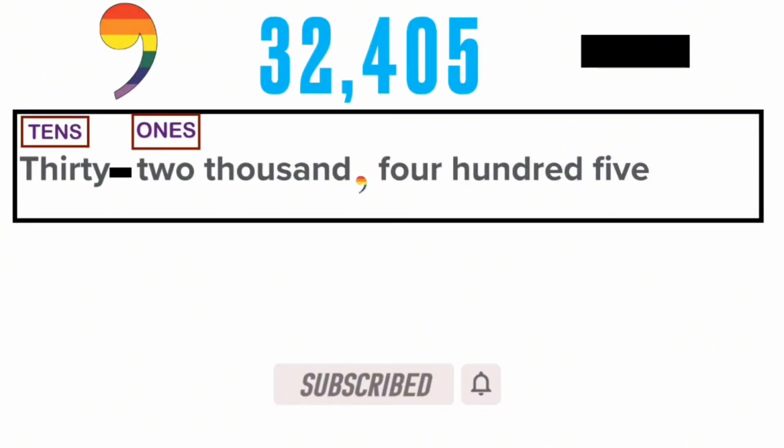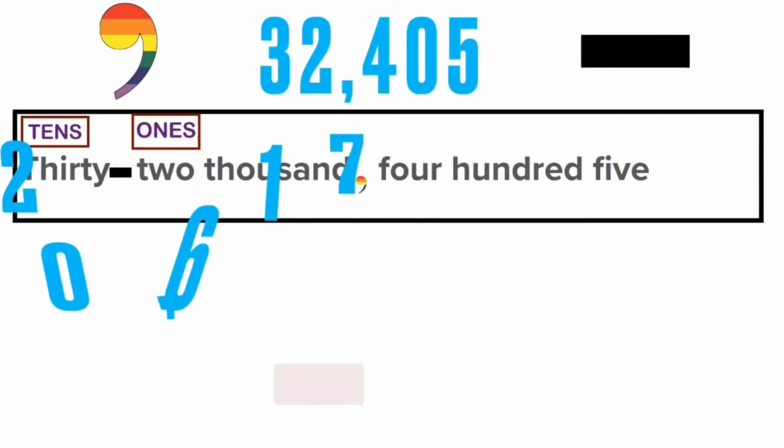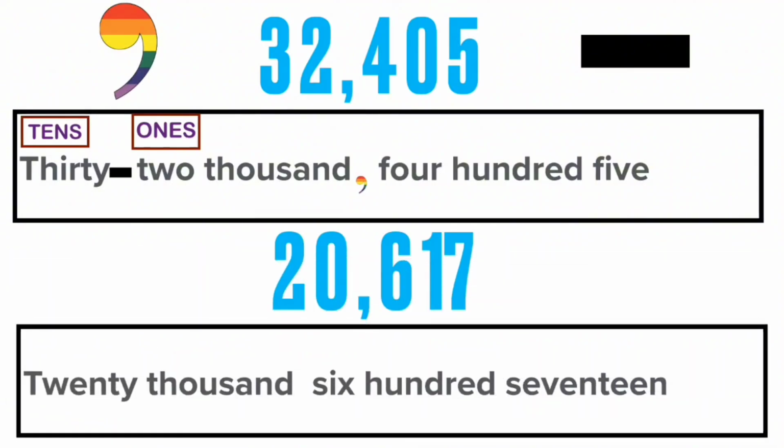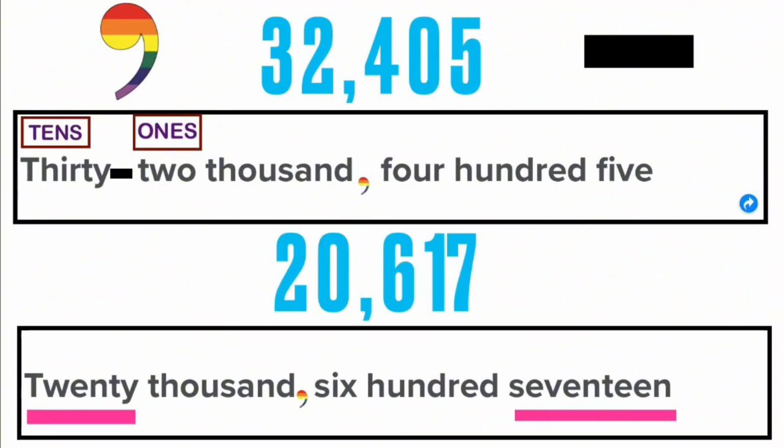So now let's have our last example, 20,617. So let's write first 20,617 in words. The first thing that you need to do is to write a comma after the word thousand. Let's write it. Then, let's look at the tens and the ones number. Since 20 and 17 are only one word, we don't need to write a hyphen between them. That is the correct way in writing 20,617 in words.